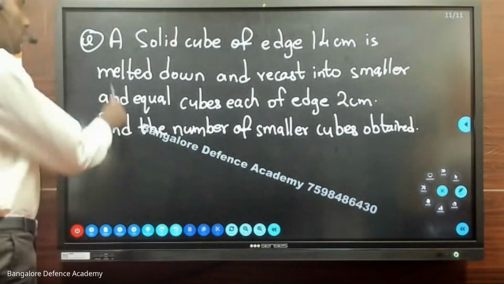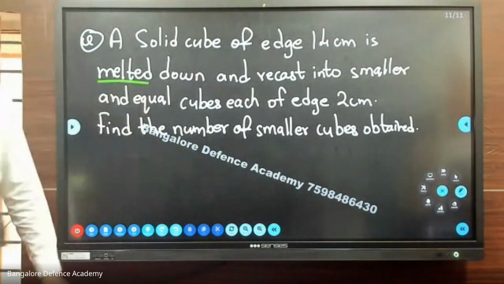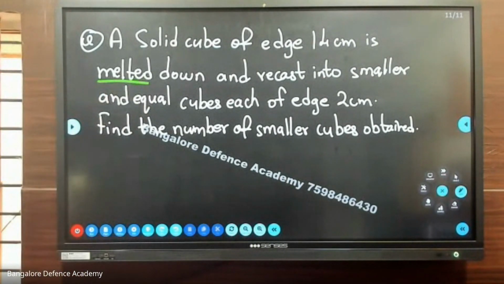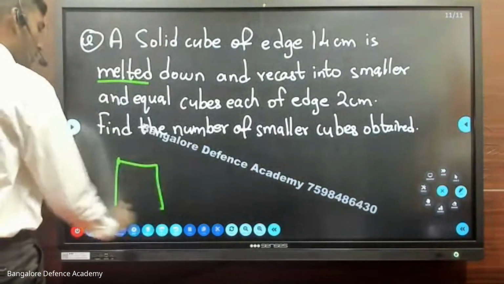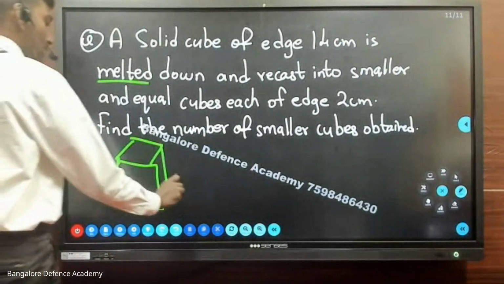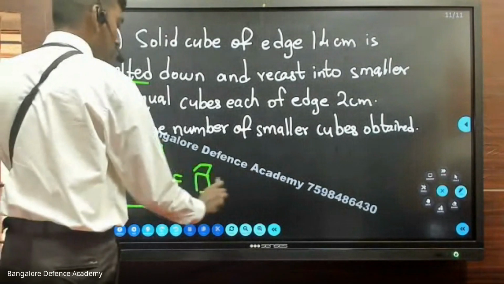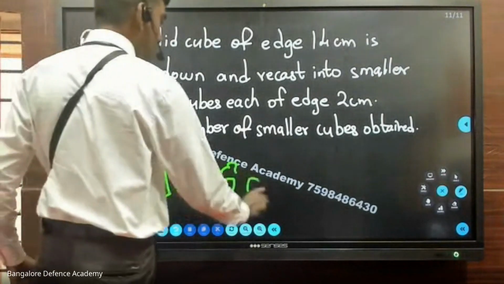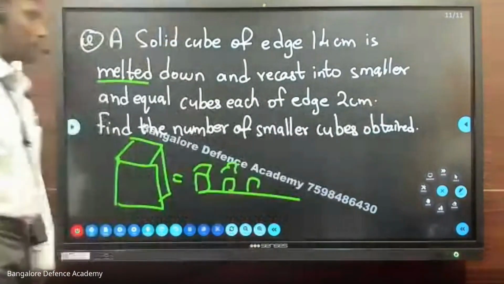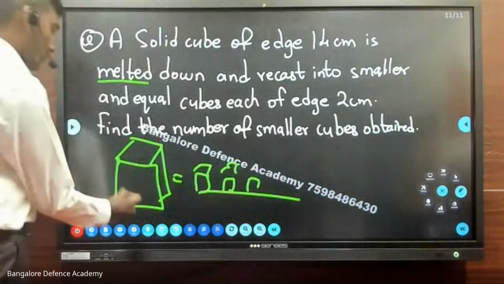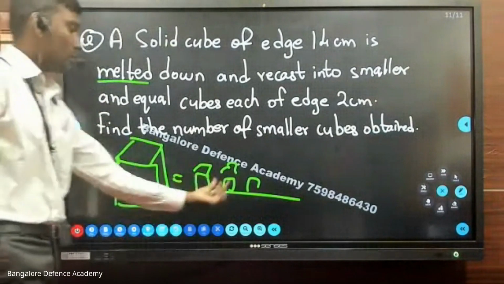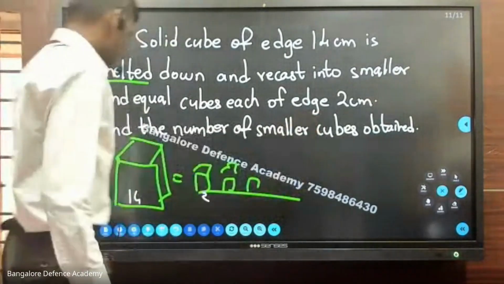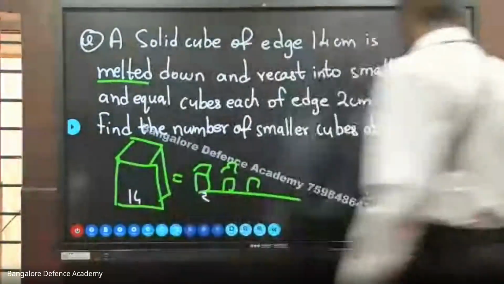Yesterday I told you, if you see a word that is melt, what you are going to find? Volume. So there is a big cube here. This is the bigger cube. This is melted and made into many smaller cubes. The side of this is 14 and side of this is 2. So how many smaller cubes do I get? That is the question. So what should I do, tell me now?